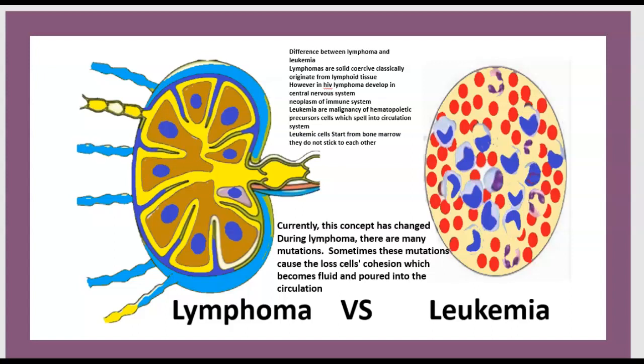Leukemias are malignancies of hematopoietic precursor cells, which spill into the circulatory system. Leukemic cells start from the bone marrow. They do not stick to each other like in lymphoma. Currently, this concept has changed. During lymphoma, there are many mutations. Sometimes these mutations cause the loss of cell cohesion, which becomes fluid and pours into circulation.